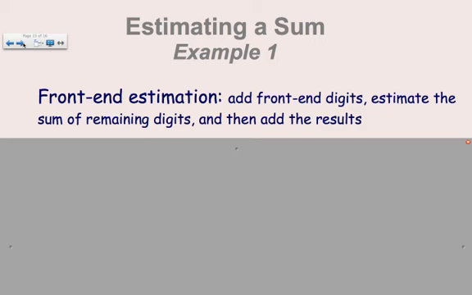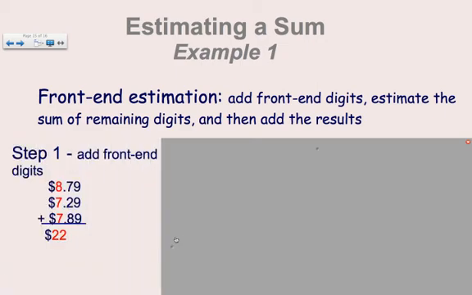And I guess this is our last concept for the section. I forgot about estimation. Our front end estimation. We add front end digits, we estimate the sum of the remaining digits, and then add the results. Okay. So step 1. This can be confusing, so make sure if you're not sure, pause it or write down that you have a question when we meet tomorrow.